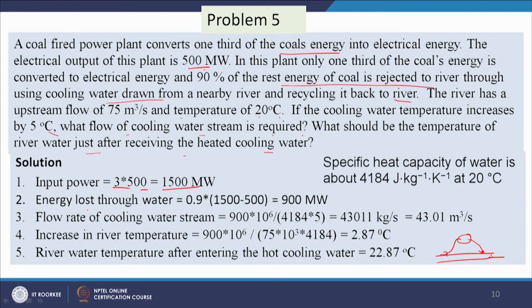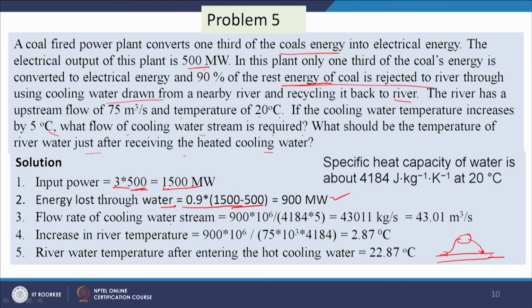Then the energy lost through water: 90% of the rest of the energy of the coal is rejected. The rest means 1500 minus 500, where 500 is electrical, into 0.9 is lost. So, that is 900 megawatt. So, this energy is lost.